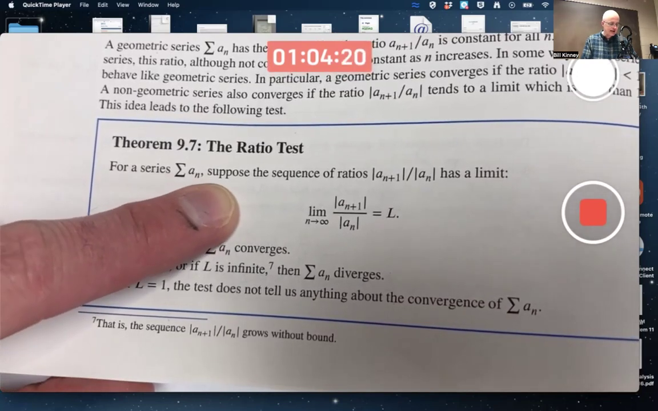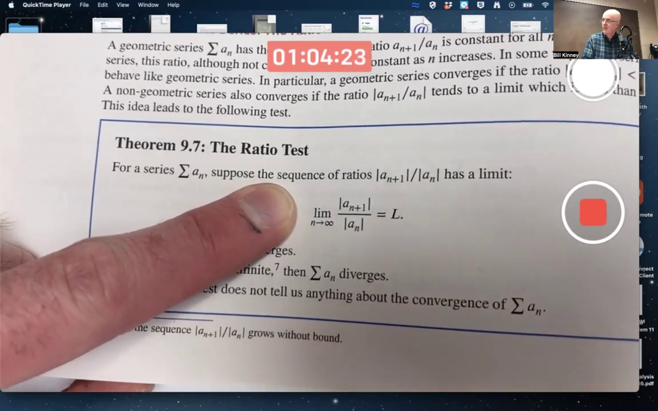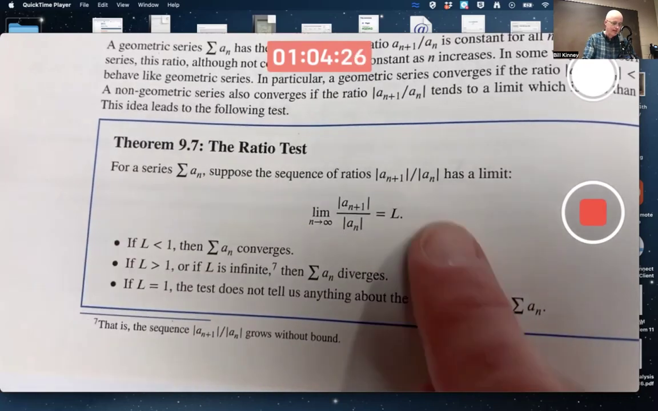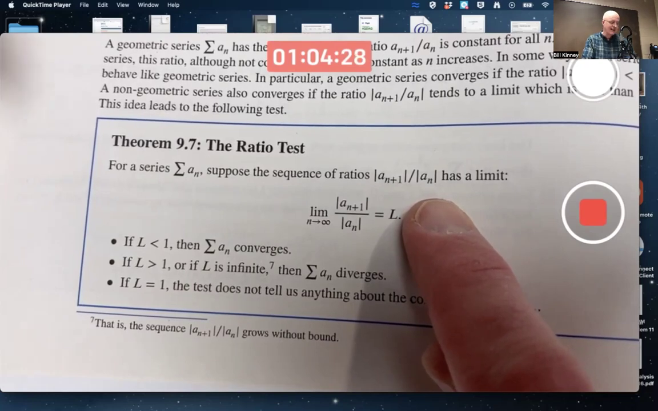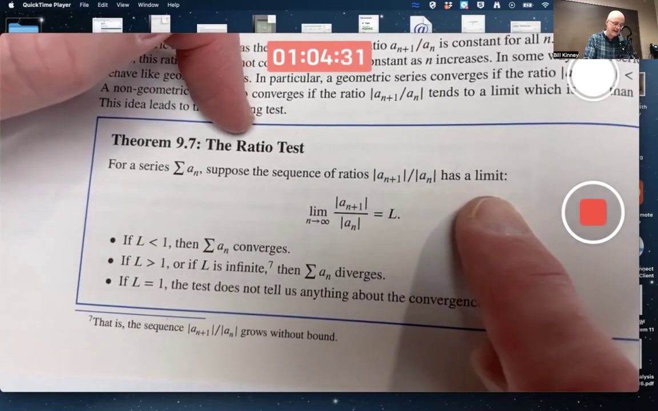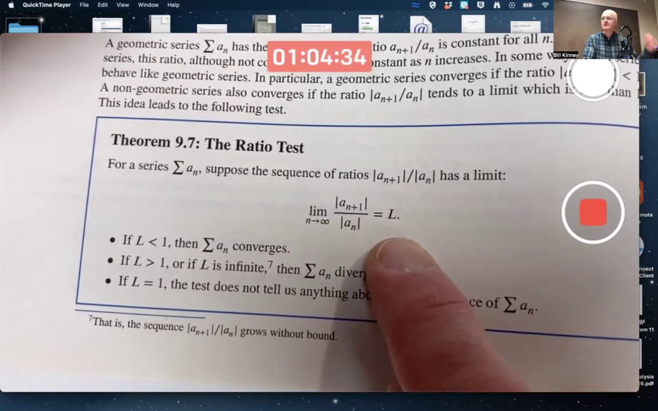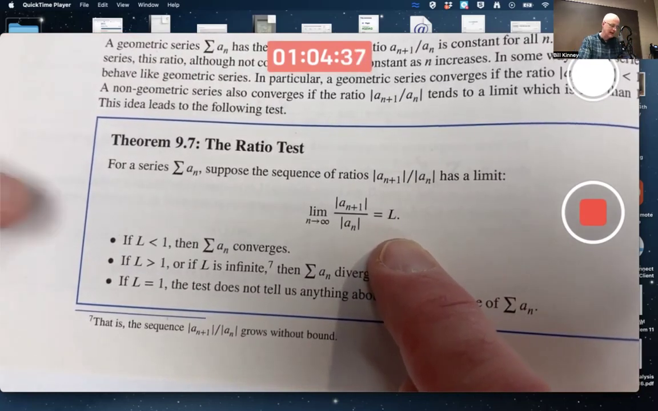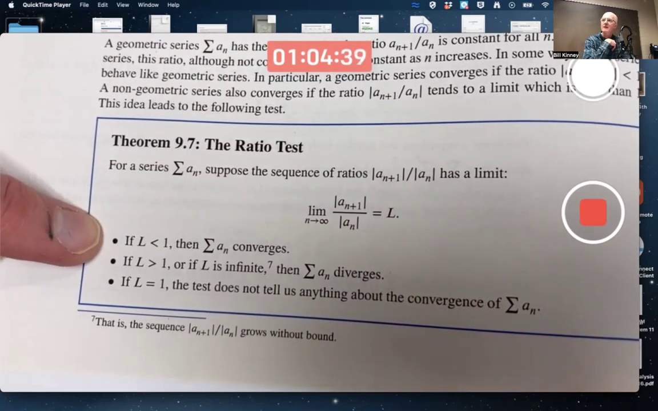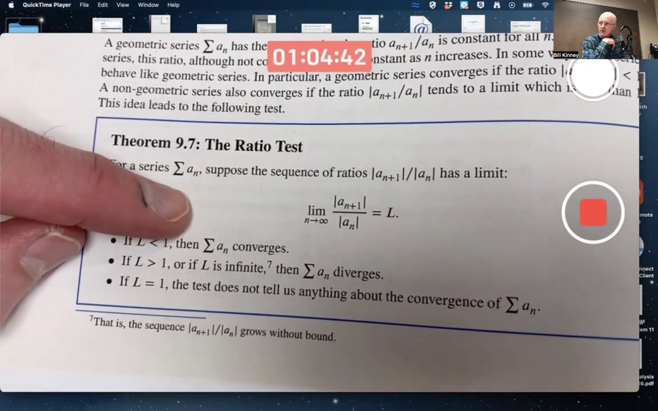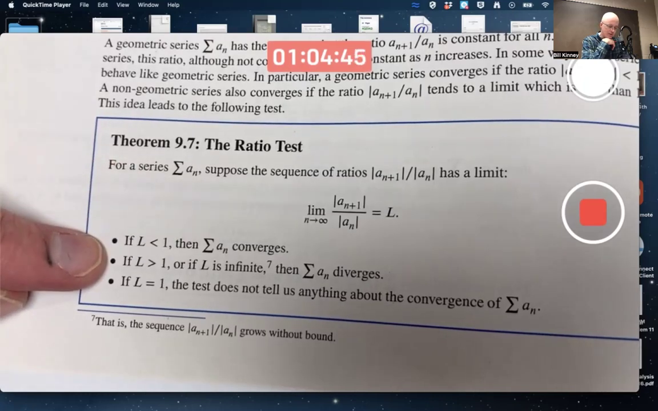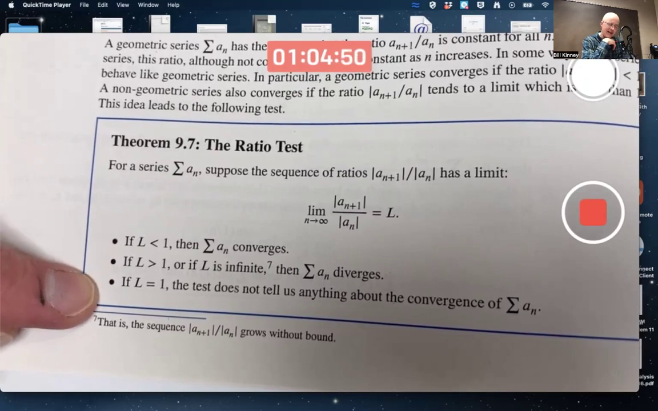For such a series of a_n, suppose the sequence, notice that's the word sequence, not series, of ratios, that's why it's called the ratio test, has a limit, L. If that limit happens to be less than 1, then the series converges. If it's bigger than 1 or infinite, then the series diverges. And if that limit L equals 1, well, the test is no help. The series might converge, it might diverge. You have to try some other test.